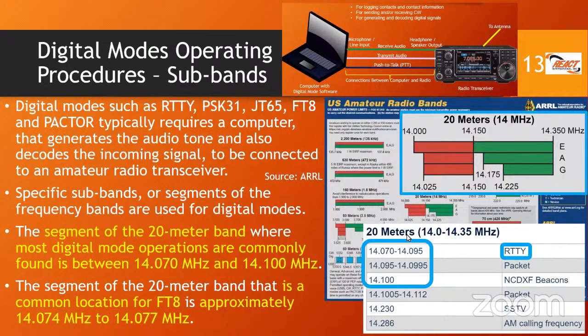Of course, for the other bands, like the 80 meter band and the 40 meter band, you'll find other ranges of frequencies. But for the exam, we are just focusing on the 20 meter band. Just bear in mind that we have access to quite a lot of spectrum as ham radio operators. And within those pieces of spectrum, we specify what mode we can use in segments of those bands, and those are called subbands, right? So the segment of the 20 meter band where most digital mode operations are commonly found is between 14.070 and 14.100 megahertz.